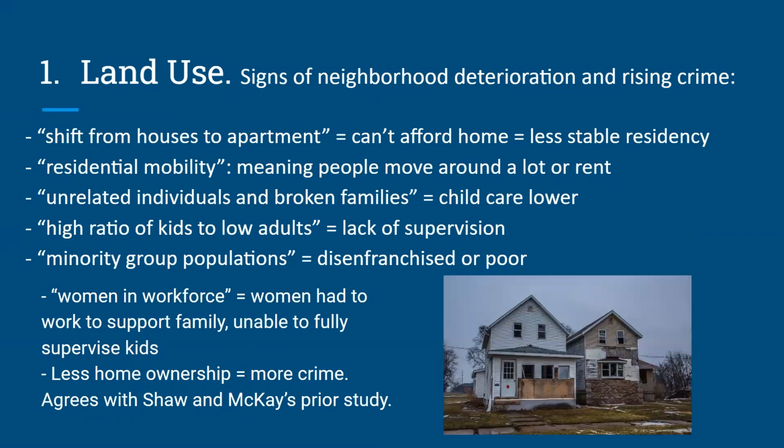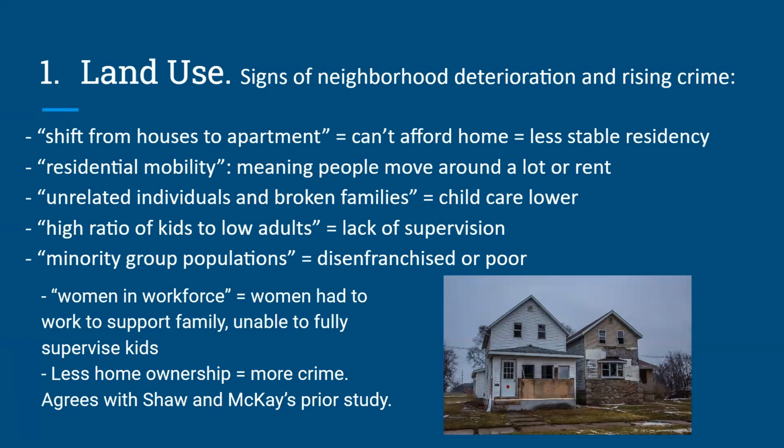Moving on to the signs that Schuerman and Kobrin attributed that can show neighborhood deterioration. And these quotes are taken directly from the reading on page 316. The first one was that it can be a shift from houses to apartments, so the residents can't afford to buy houses, and so there's less stable residency. The second is residential mobility, meaning people move around a lot or they rent temporary housing.